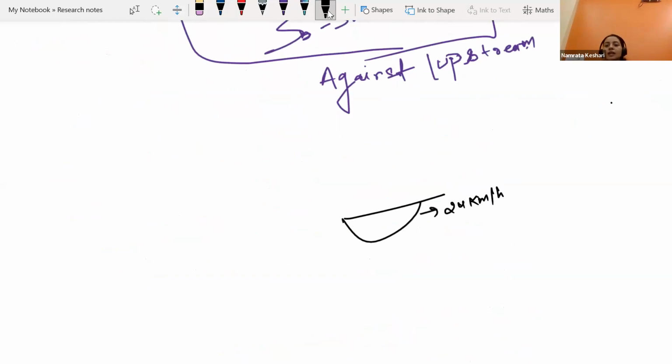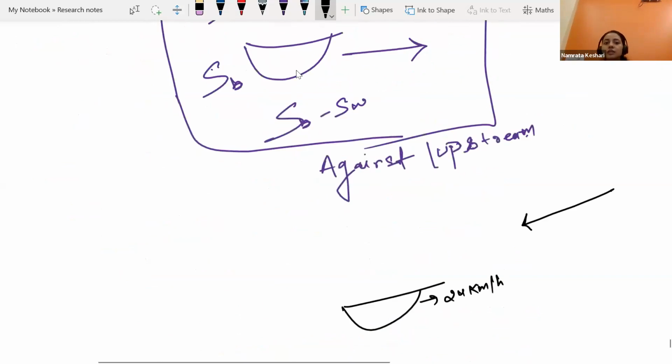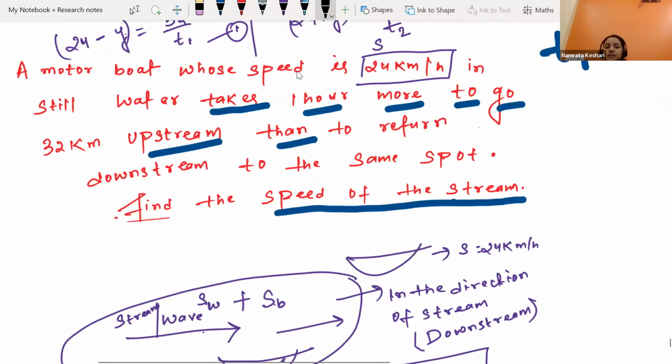Ma'am, in the upstream one, the time will be 1 hour because it is given over there, right? Read it carefully. It doesn't say 1 hour. It says 1 hour more than. It can create confusion that we will end up taking 1 hour. But if you read it carefully, it takes 1 hour more to go this distance upstream than to return downstream. That means it takes 1 hour more than the downstream.